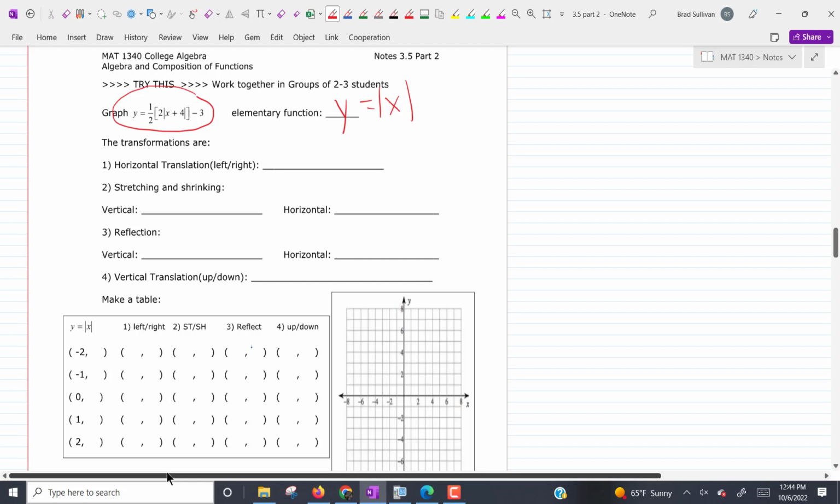Okay? And you do that. So when you're moving left 4, you're just doing negative 2 minus 4, negative 1 minus 4, 0 minus 4. Yes, absolutely. Left is what makes it, subtracting is what makes it go to the left. Right?